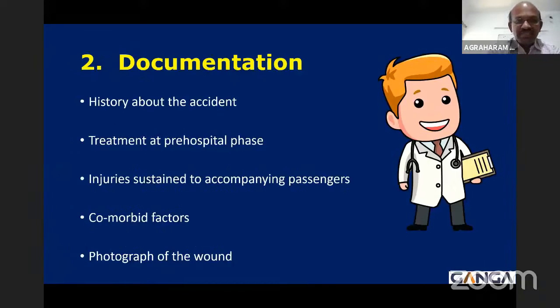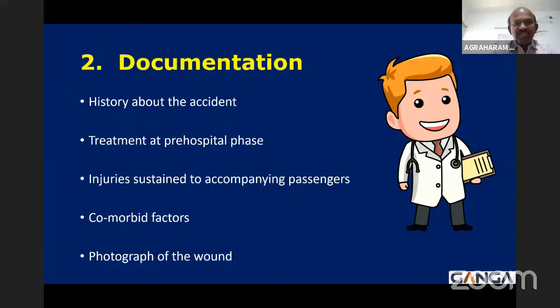After the ATLS protocol and resuscitation of the patient, we need to document each and every incident: how the incident happened, what treatment was given at the site of the accident, if any, or if the patient was taken to any other local hospital and treatment given, we need to note it down. Any other injuries to the accompanying passengers will also tell us whether the injury is high or low velocity. And we need to look at comorbid factors like diabetes, hypertension, and ischemic heart disease.